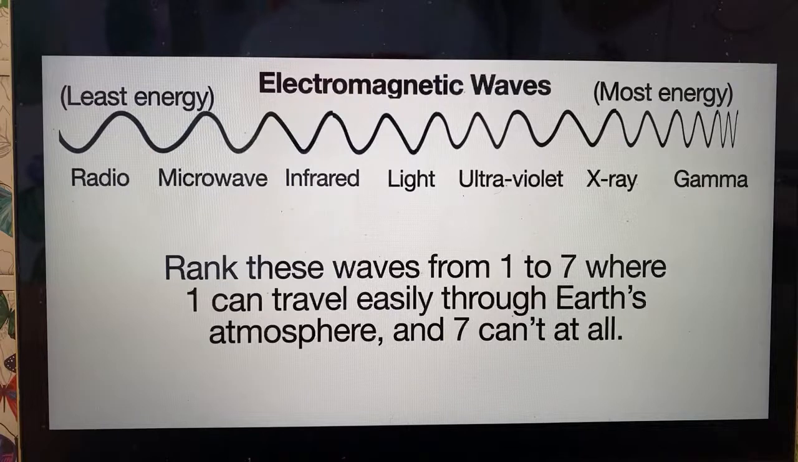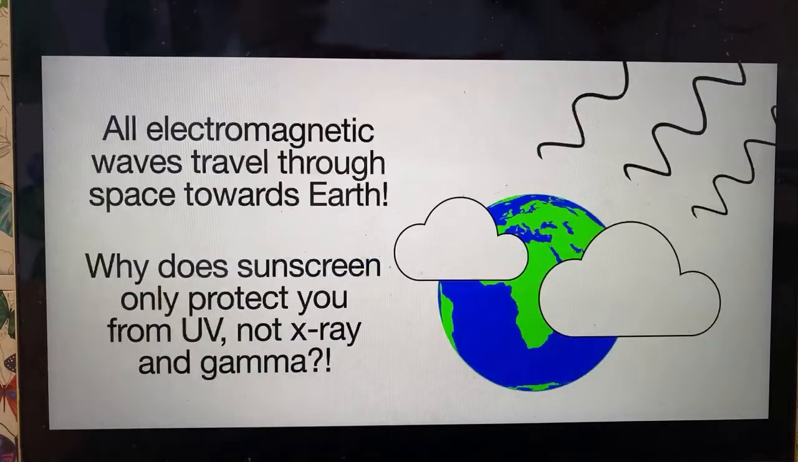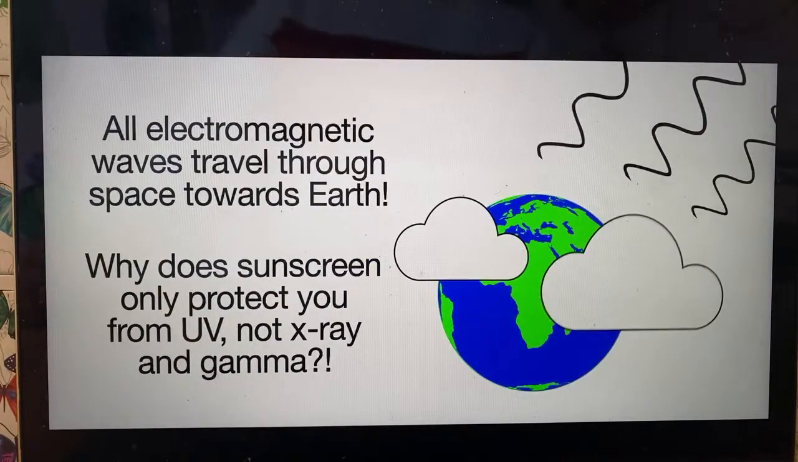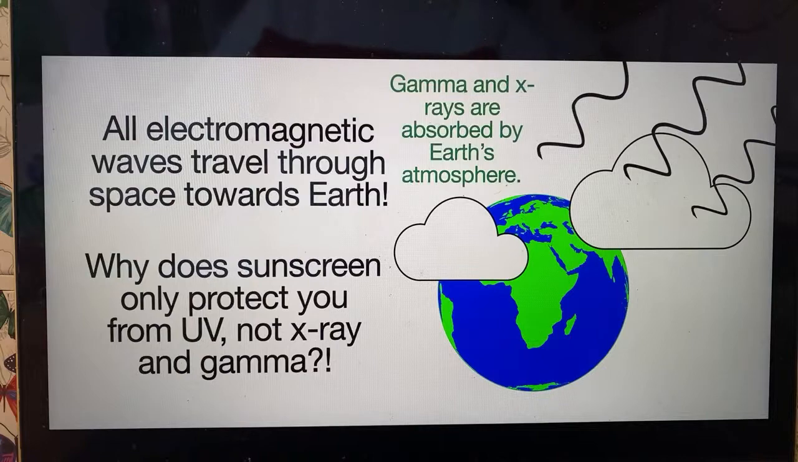Right, the answer is one can travel easily. That would be radio, and it just goes 1, 2, 3, 4, 5, 6, 7. Yeah. The answer is gamma rays and X-rays. They can't travel through Earth's atmosphere. They get blocked. Hooray! They get absorbed, I should say.